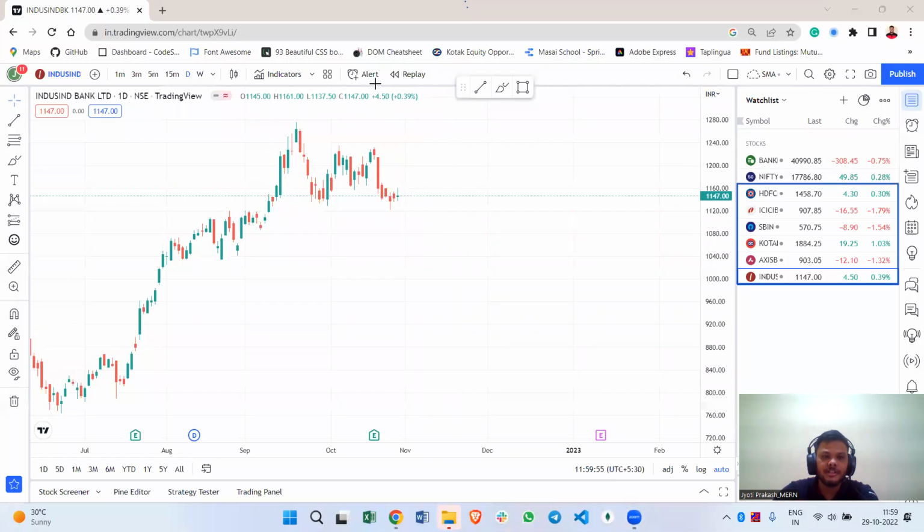to 1178. But if it opens flat or opens a gap down and it closes below 1140, then we're going to take a trade for selling, and our target will be 1121, and then we can set our next target to the 1100 round level. But for that, it needs to close below 1140. If it closes below 1140, then we can take a trade for selling, and we can expect some selling pressure here also.